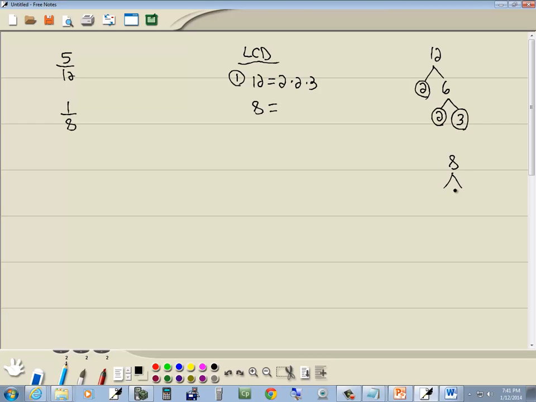Now 8, it's divisible by 2, 2 times 4. 2 is prime, so we circle it. And 4 is 2 times 2. 2 is prime, so we circle it, and 2 is prime, so we circle it. So we've got 3 2s.